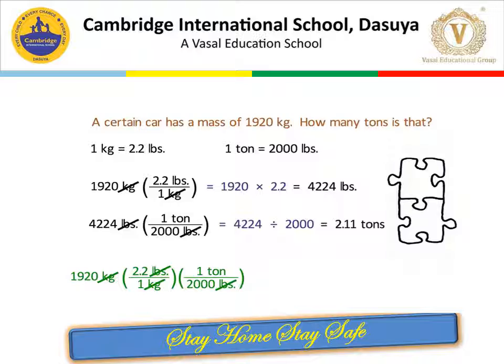If the 1 is on the bottom, we multiply. If the 1 is on the top, we divide. So, we multiply 1,920 by 2.2 and then divide that answer by 2,000. Final answer is 2.11 tons, which is exactly what we got the first time. But now we can see how powerful this method is. No matter how many conversions you need to do, putting the conversion factors in fraction form helps you to know when to multiply or divide.